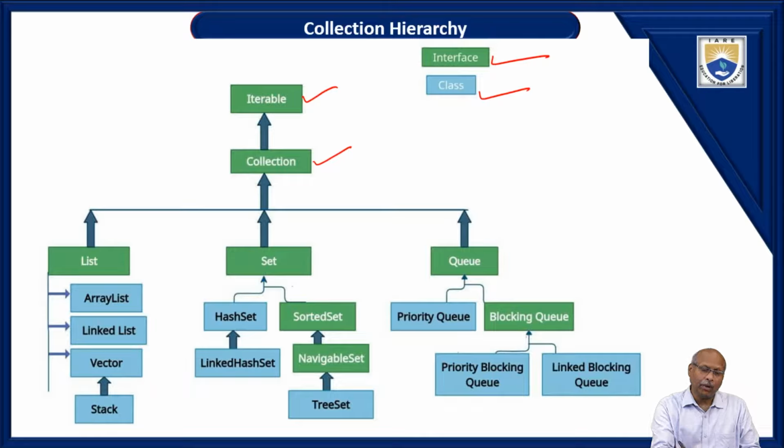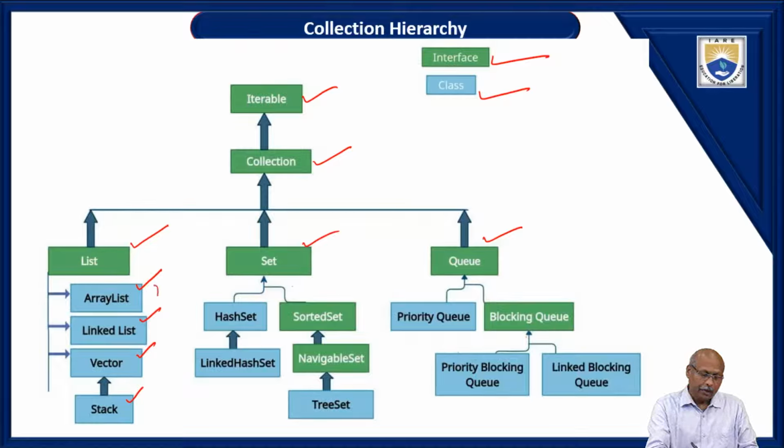Here, above all, the grandparent is Iterable and Collection is its child. Under the Collection, there are three interfaces: List interface, Set interface, and Queue interface. From the List interface, there are the following classes. That means the List interface is implemented in ArrayList, LinkedList, Vector, and Stack.